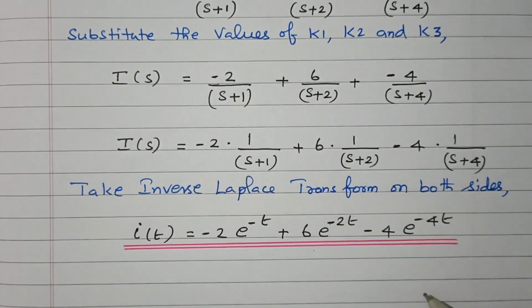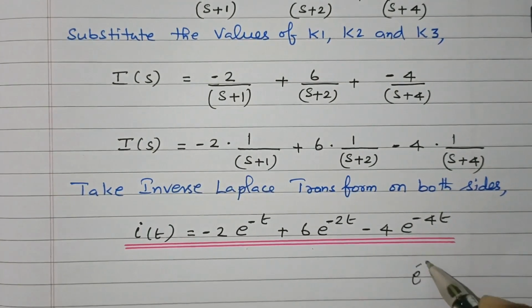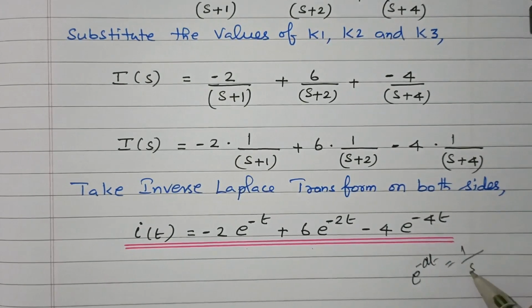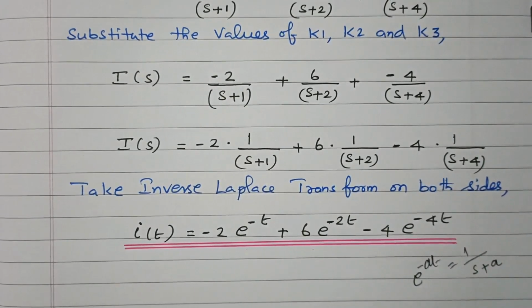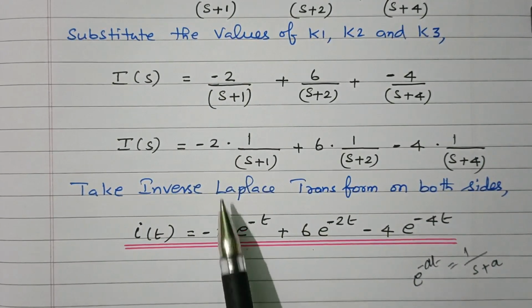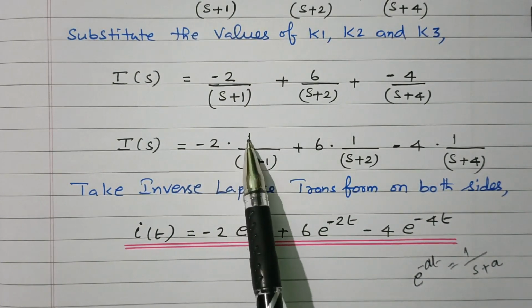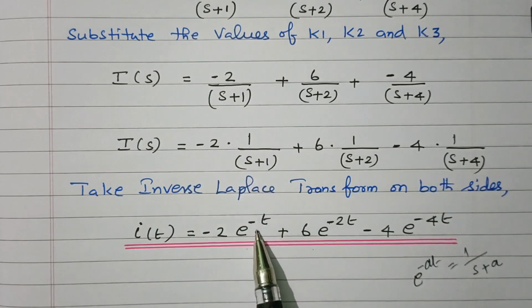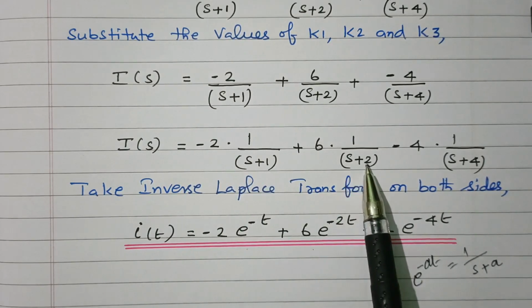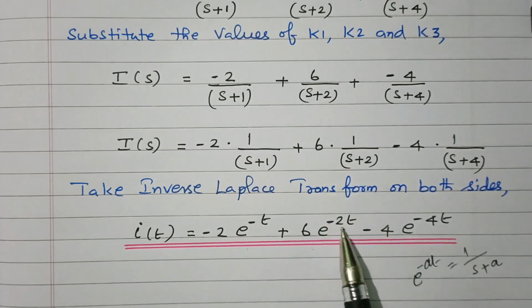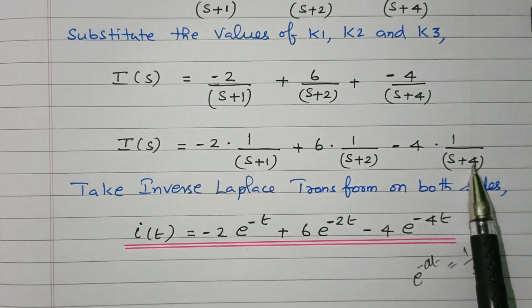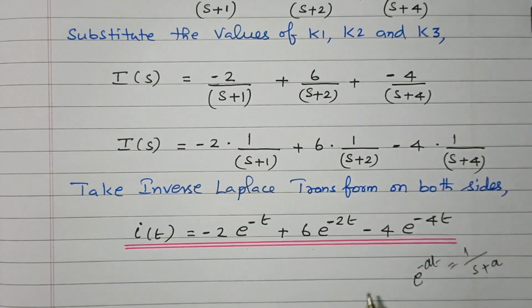Right. We know that e power minus at equal to 1 divided by s plus a. So we will take the inverse Laplace on both the sides. By using the formula we can write. So minus 2 is written. 1 divided by s plus 1 is e power minus t. Here a is 1, s plus 1. So a is 1. So e power minus t. Similarly s plus 2, a is 2 here. So e power minus 2t. S plus 4, here a is 4. E power minus 4t. Right. So based on this formula it is written.